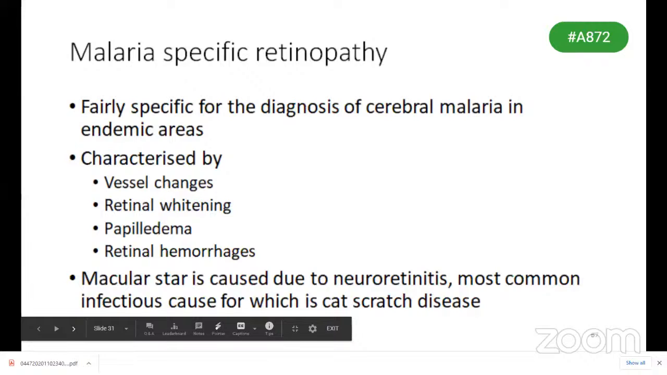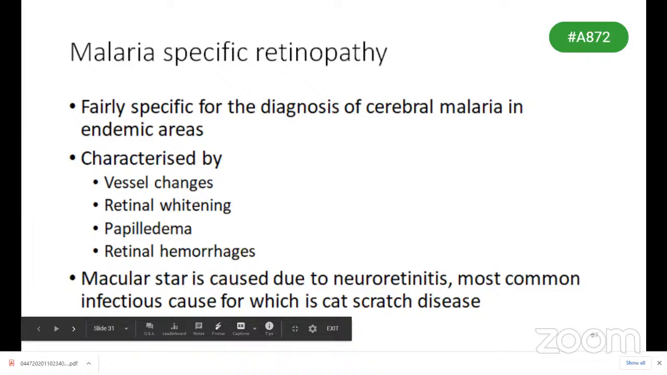The retinopathy has multiple findings. The commonest findings which are seen are the vessel changes, retinal whitening, papilloedema, and retinal hemorrhage. I was discussing with one of the neurologists from Sudan, and she said that they diagnose malaria just by looking at the fundus. The fundus findings are so classical that people who are working in this endemic area can diagnose cerebral malaria just by looking at the fundus of the people. Macular star is not a finding of malaria-specific retinopathy.